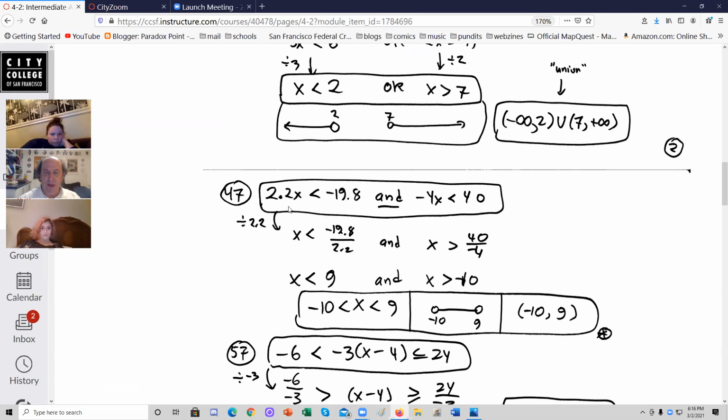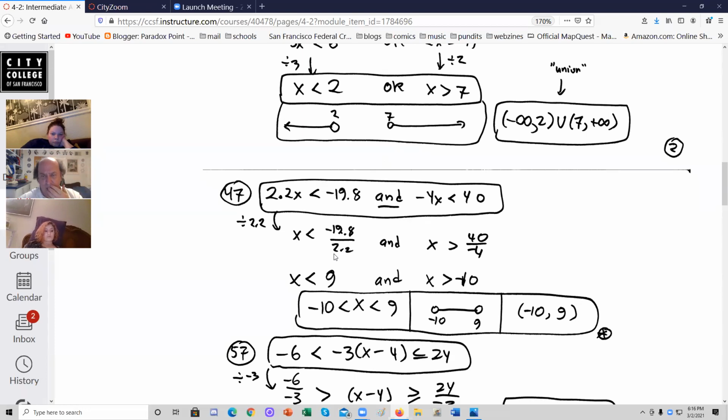Now here we have 2.2x is less than 19.8 and negative 4x is less than 40. All right, for this one, we divide both sides by 2.2, a positive number, so the inequality stays the same. We get x less than negative 19.8 over 2.2.